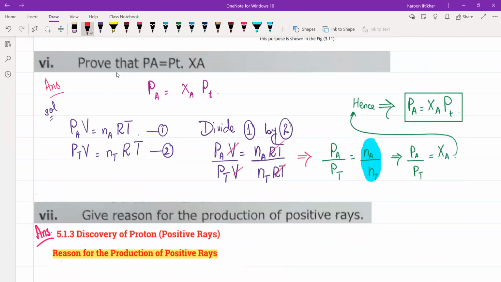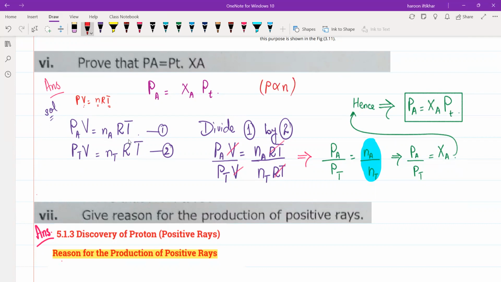Now, the next part is to prove that partial pressure of A is equal to total pressure into mole fraction of A. It's a very simple way: PA into V is equal to nA RT. It's actually the general gas equation, PV equals nRT. At the same temperature and the same volume, we have different numbers of moles, and we'll get different pressure. So pressure is directly proportional to the number of moles. That's the trick to solve this question.